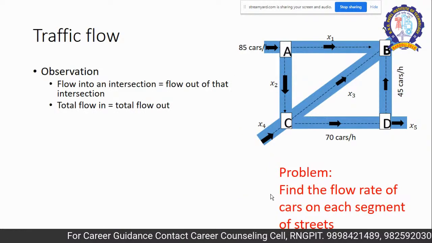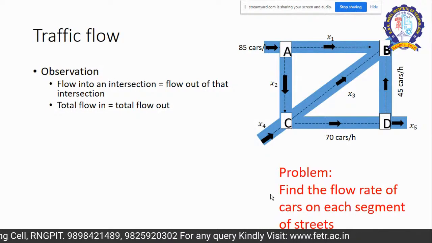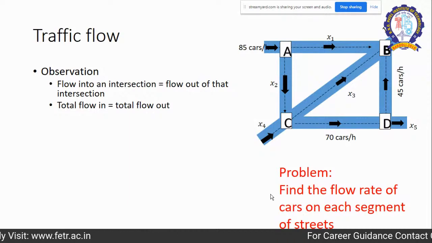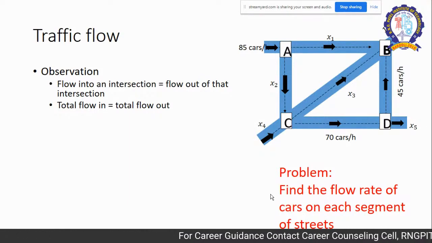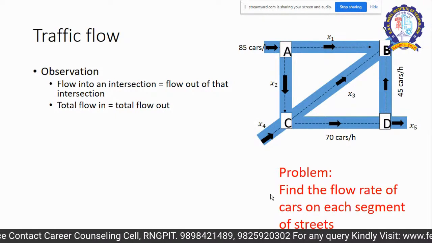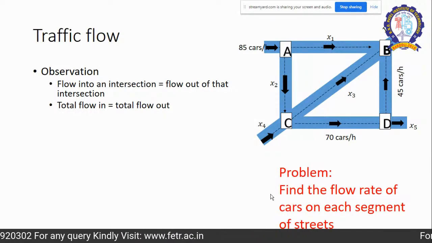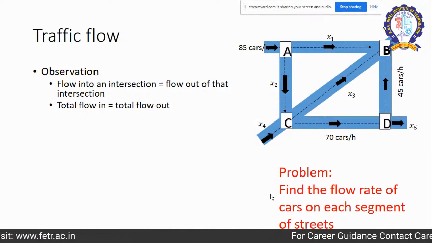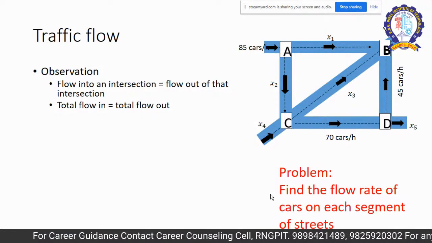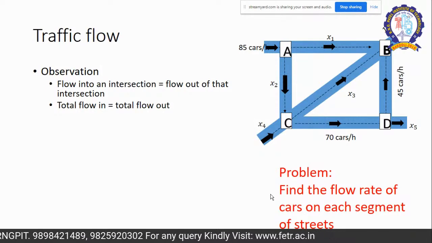We observe that the flow into an intersection is equal to the flow out of that intersection. Here the intersection points are A, B, C, and D. They are all junction points. Whenever cars come from certain areas, they can definitely be diverted to other places. So at each junction point we can balance inflow and outflow. The second thing is that the total inflow into the system is equal to the total outflow of the system.